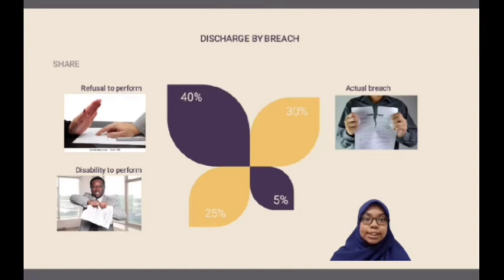The third one is discharge by breach. Under Section 40, when a party to a contract has refused to perform or disabled himself from performing his promise in its entirety, the promisee may put an end to the contract.